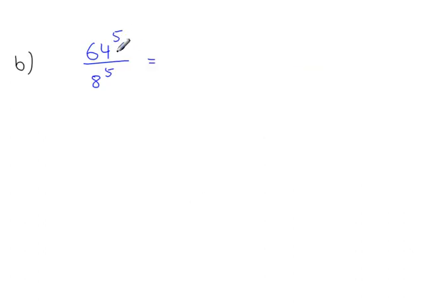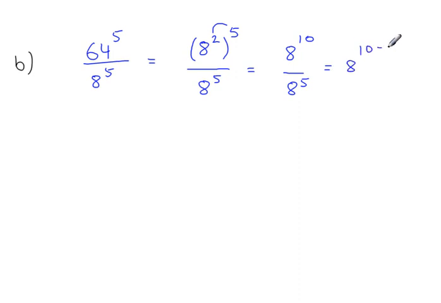In this, if we identify that 64 is actually 8 squared, so if I write 64 as 8 squared, and that's 64 to the power of 5, so this will be 8 squared to the power of 5, divided by 8 to the power of 5, applying the power on power rule here, 2 times 5 is 10, over 8 to the power of 5, and then we subtract the indices because we're dividing and the bases are the same, so we have 8 to the power of 5.